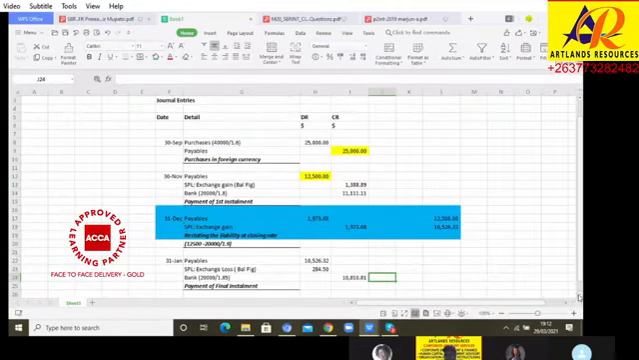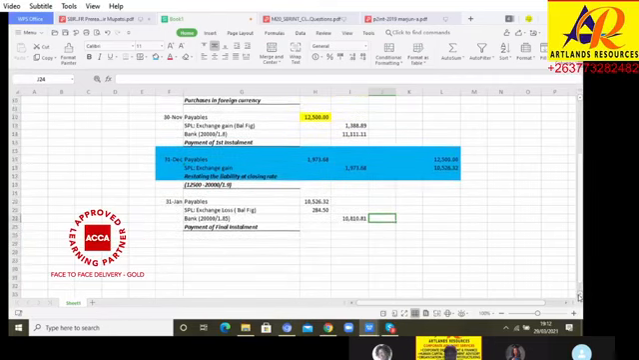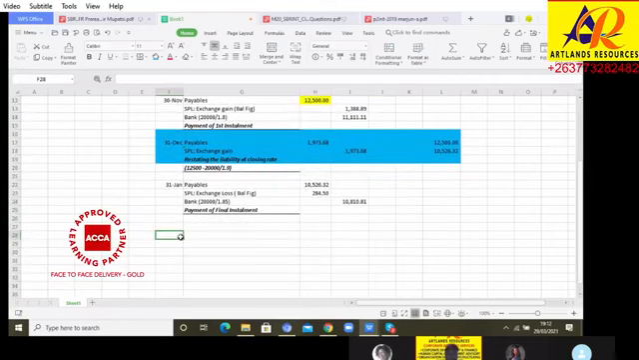So what I simply do is I'm calculating goodwill on acquisition of Bike Light.